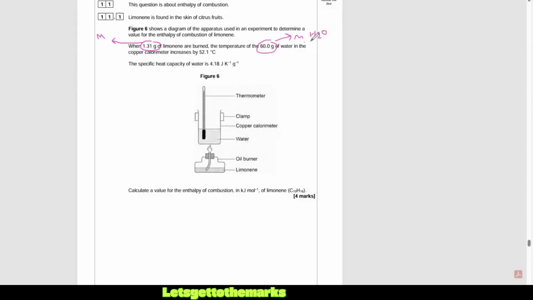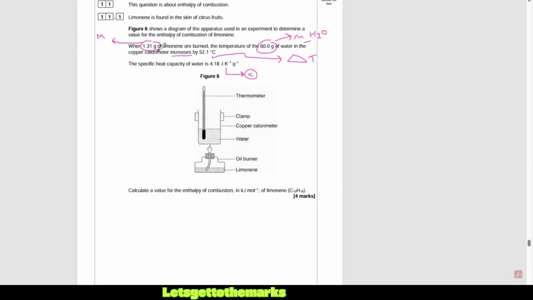So I'm going to put a reminder with specific heat capacity. That's important. The copper calorimeter increases by 52.1. So that's not the temperature starting or final. That is the change in temperature. Little triangle with the T means change in temp. Okay, we've got the specific heat capacity of 4.18, and that's the grams one. It'd be 4,000 if it was in kilojoules, but it's not. So that's our specific heat capacity.